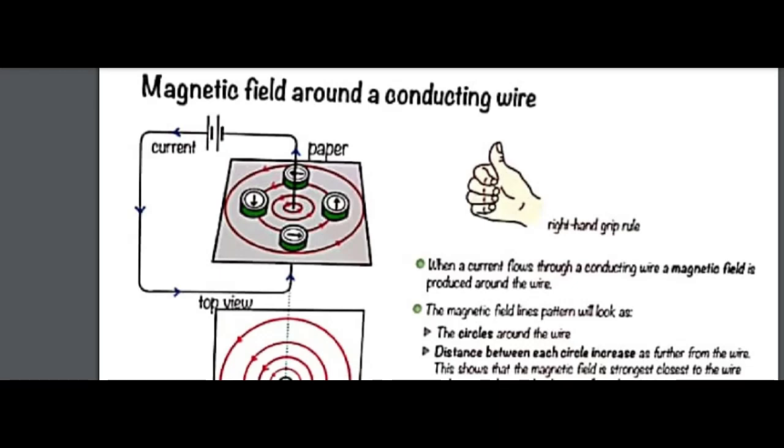IGCSE 0652 with the code. We are going to study the lecture on the magnetic field around a conducting wire.